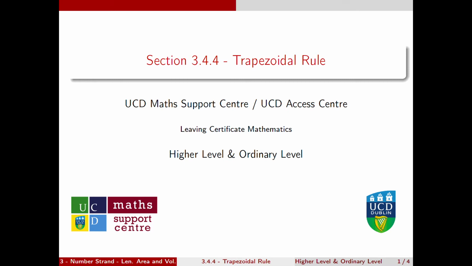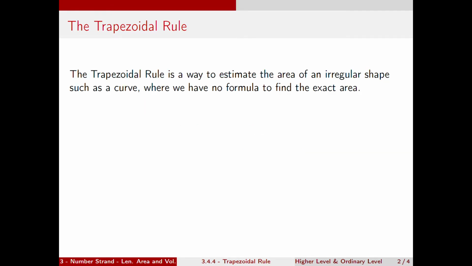In this video, we will be looking at how to use the trapezoidal rule. So the trapezoidal rule is a way to estimate the area of an irregular shape such as a curve where we have no formula to find the exact area. So the idea is to try and estimate it by splitting it into smaller shapes that we know how to deal with, accepting the fact that we won't get the exact area.